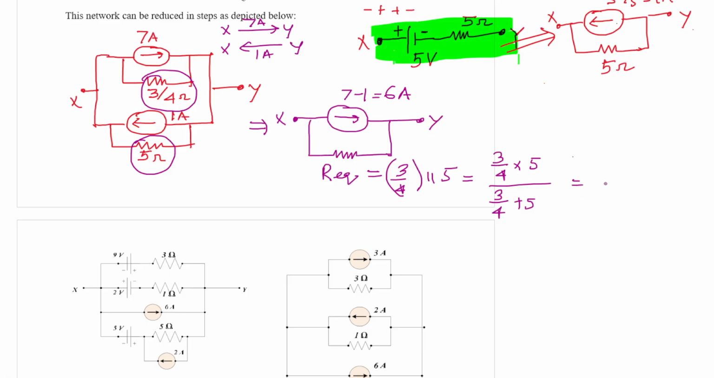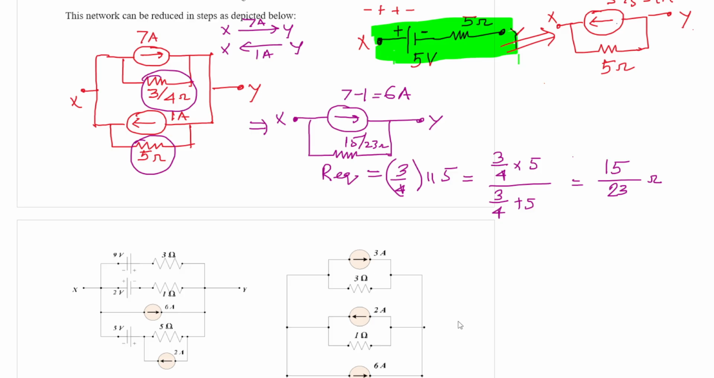you will get 15/23 ohm. Yes, 15/23 ohm. So this resistance is nothing but 15/23 ohm.